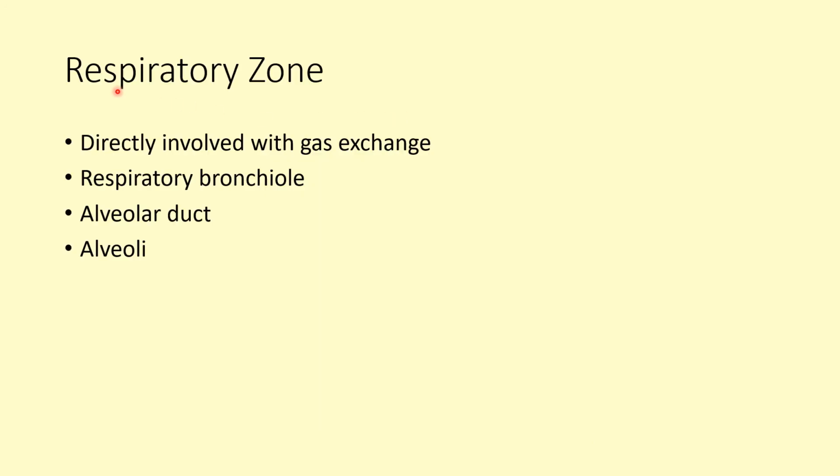The respiratory zone, you have the conducting zone, which was getting the air to the lungs. The respiratory zone is the area that's now directly involved with that gas exchange that must occur. And this is going to include the respiratory bronchioles, the alveolar ducts, and the alveoli.